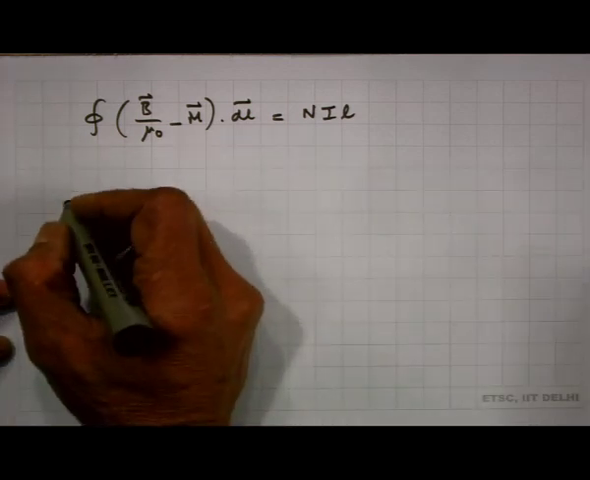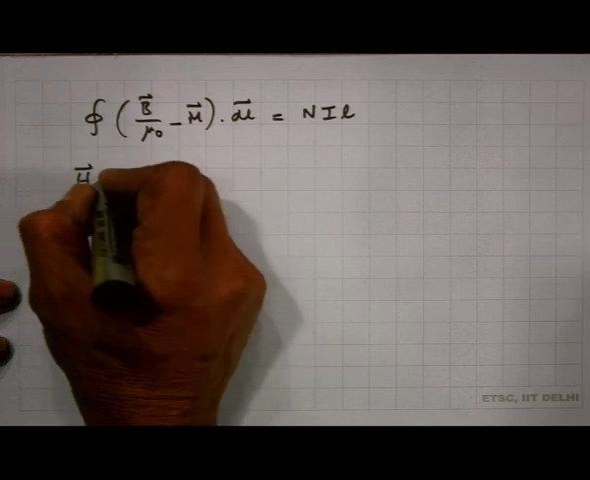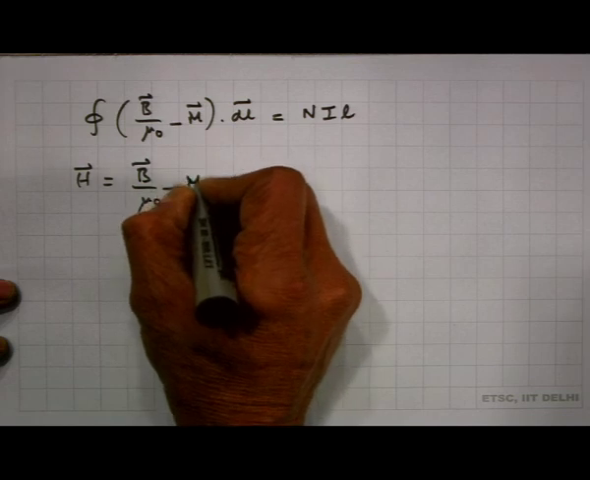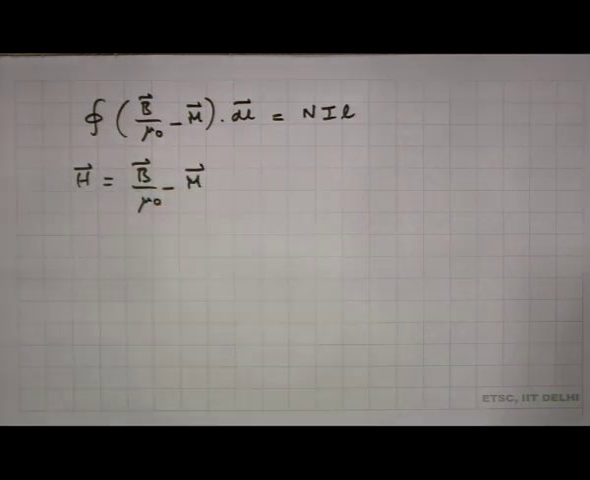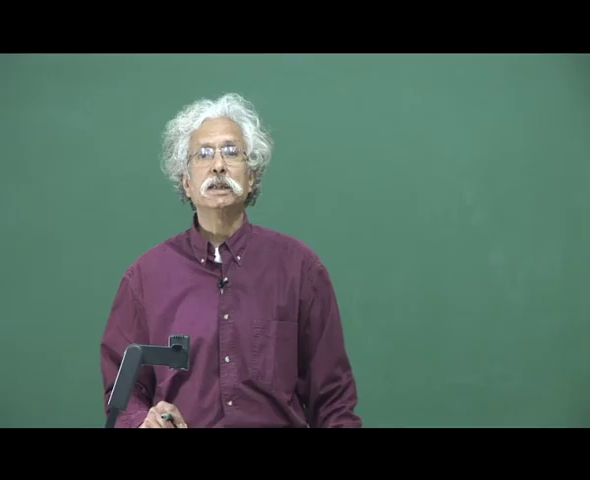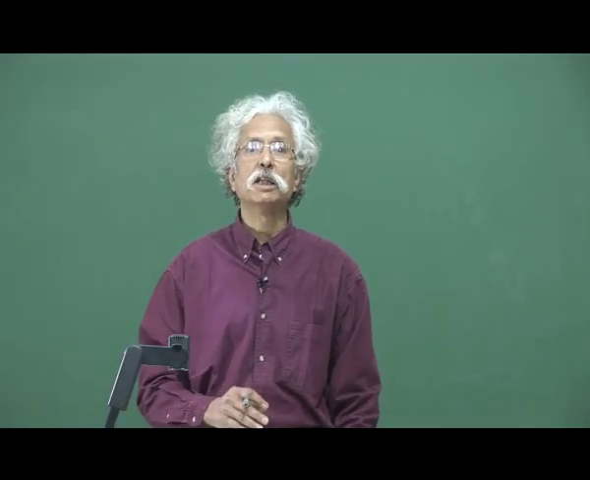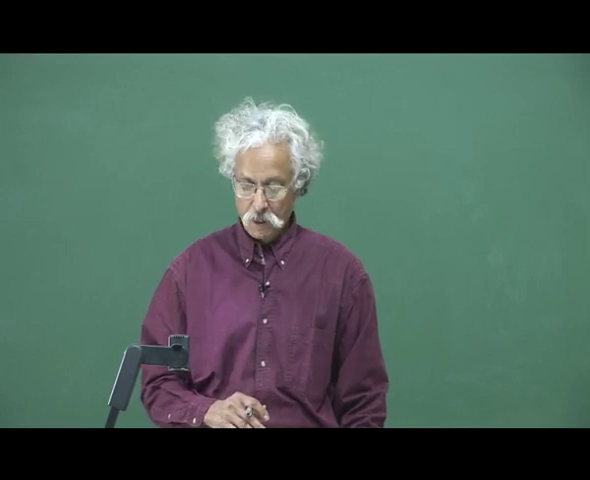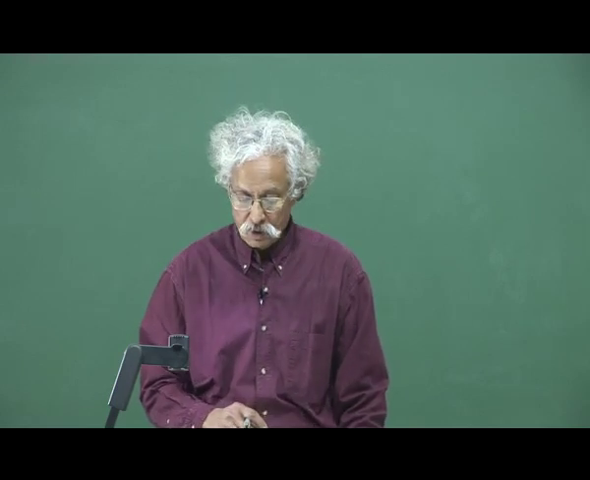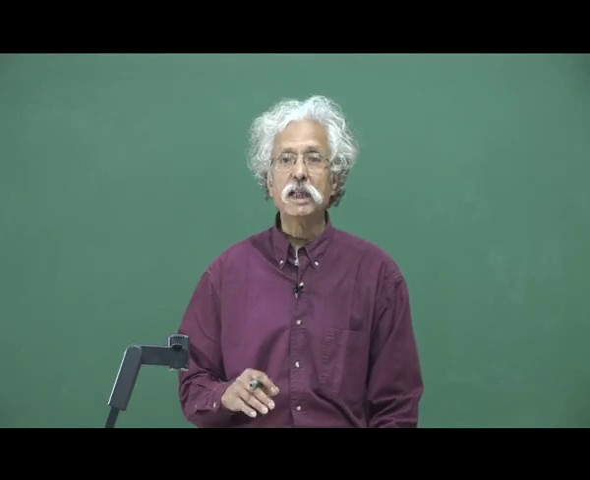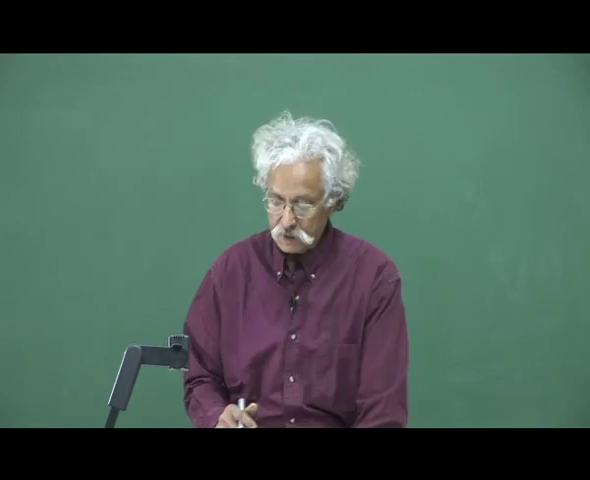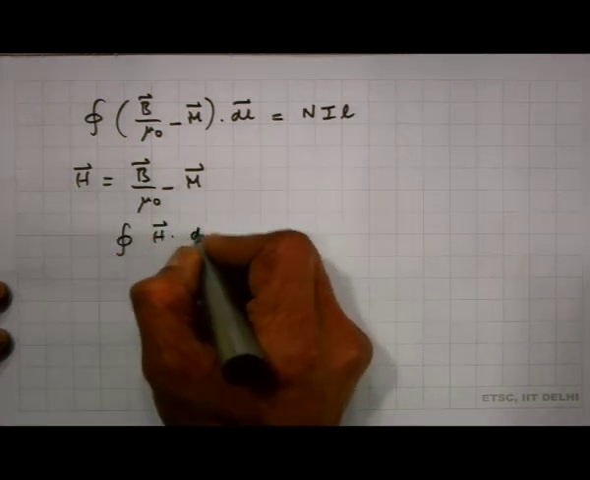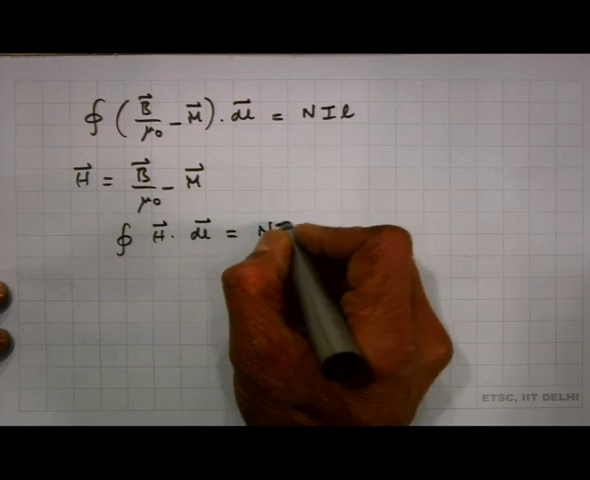Now, as in the last lecture, I introduced a new vector called the H vector, which is B by mu naught minus M. This is the defining equation for the vector H. Remember, in electrostatics, I had introduced a vector called the D vector, the displacement vector, which was related to the electric field and the polarization, epsilon 0 E plus P is equal to D. Similarly, I introduced a new vector called the H vector, which is B by mu naught minus M. So, this equation simply gives me the integral of H dot dl is equal to nIL.